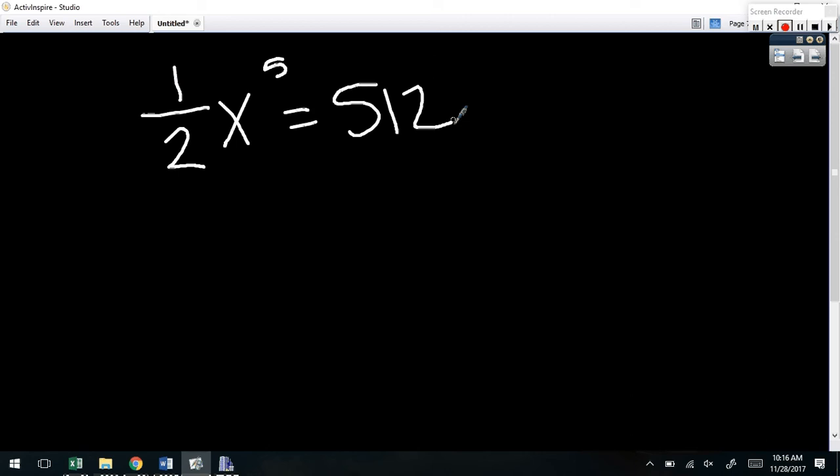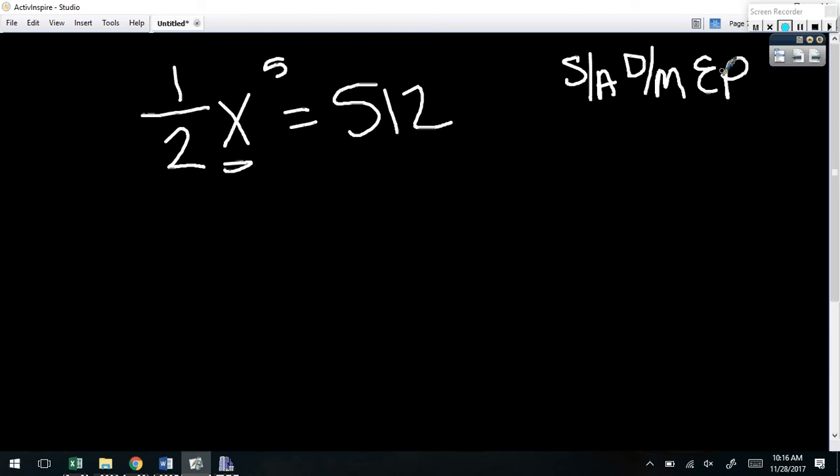Now, how many times do you see x written in that problem? It's just written one time, though, right? It might have an exponent, but it's just written once. And any time we see x written one time, we sad map our way out of it.